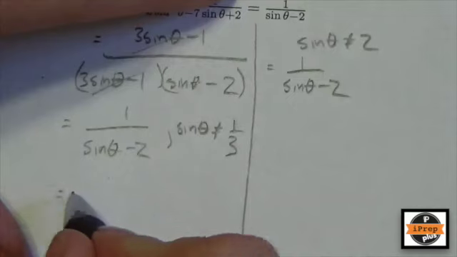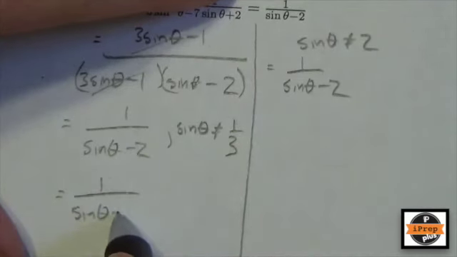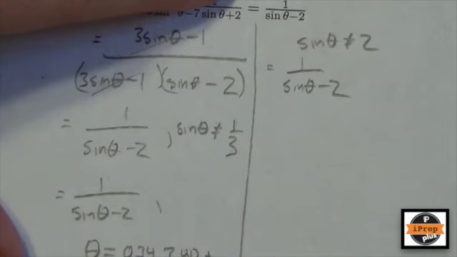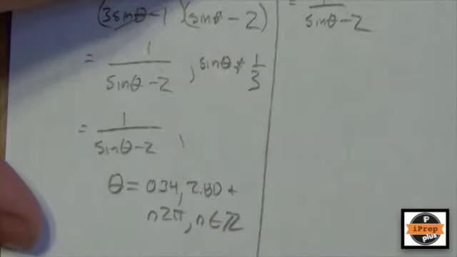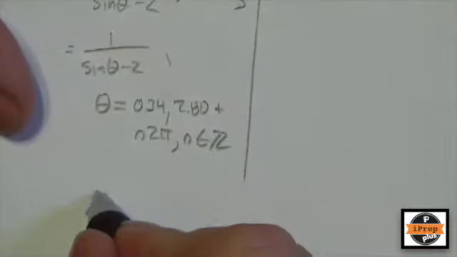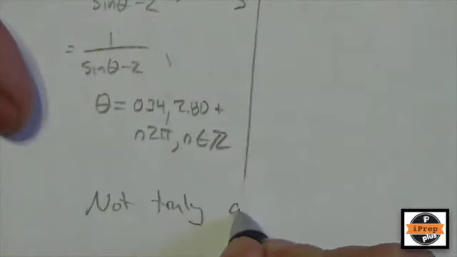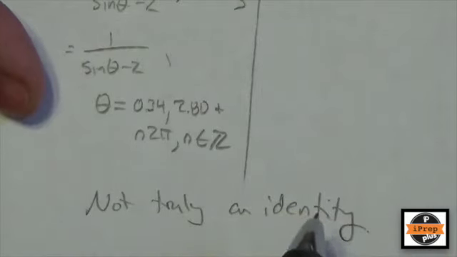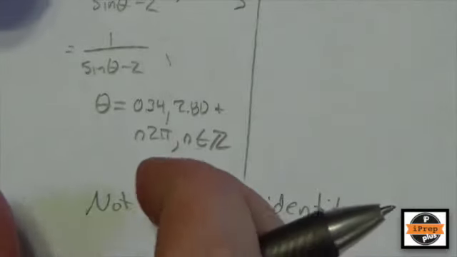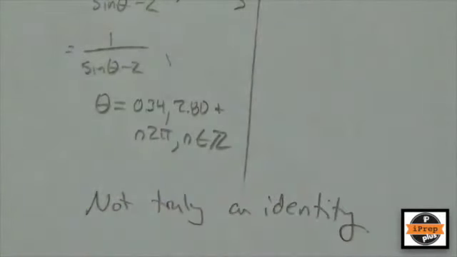So the answer is that this is going to be 1 over the sine of theta minus 2, so long as theta does not equal 0.34 or 2.80 plus n2 pi, where n is an element of the integers. And so once again we run into a situation where this is not truly an identity, because there are values where they are not equivalent. There are values where the left-hand side is undefined, where the right-hand side isn't.